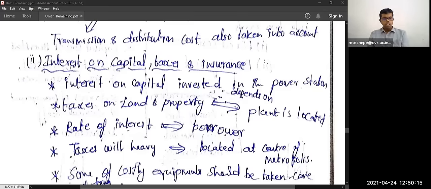If we are suddenly entering, buying a particular piece of land, constructing and going for power generation, we simply need to pay the rate of interest also. And taxes will be levied much higher if you are located in the center of metropolitan cities. Municipality tax and corporation tax you need to pay will be very high if you locate at the heart of the city.